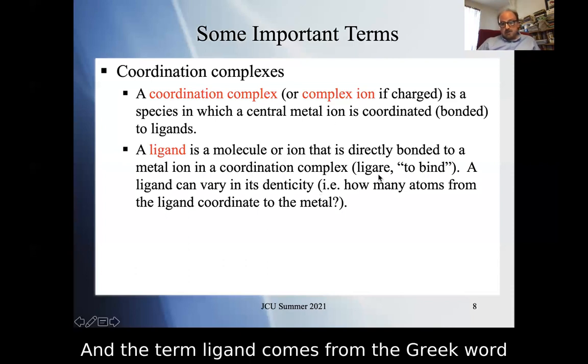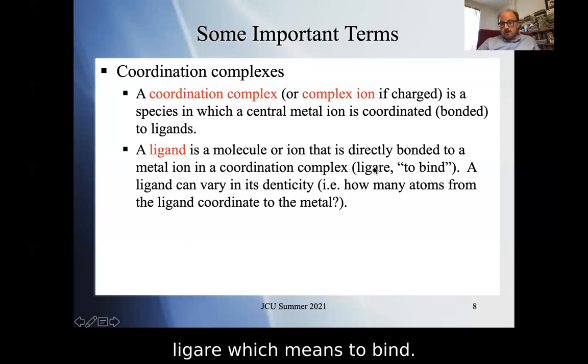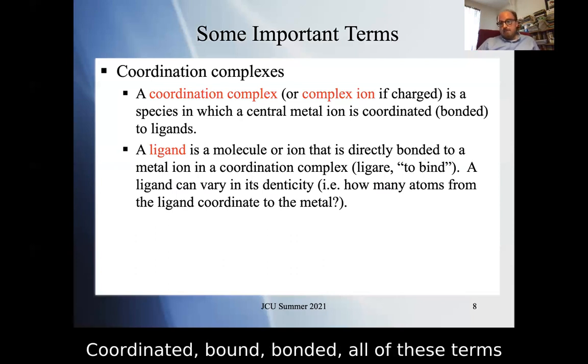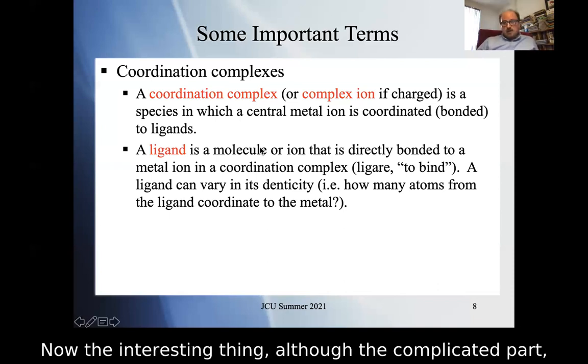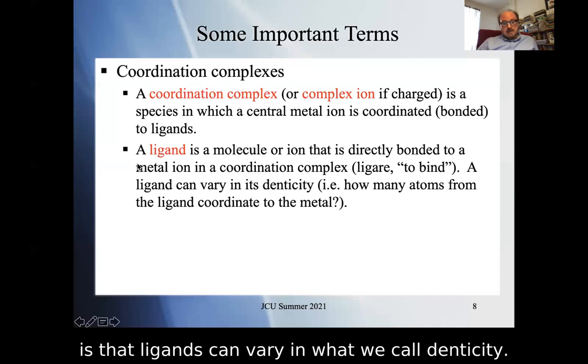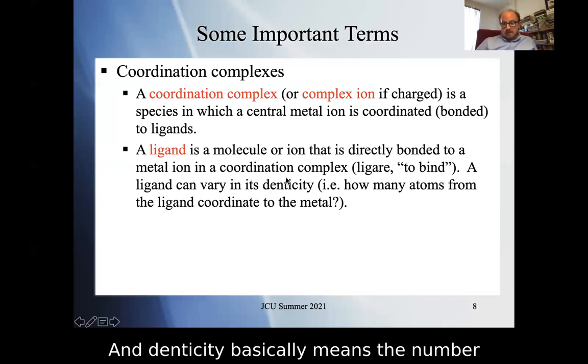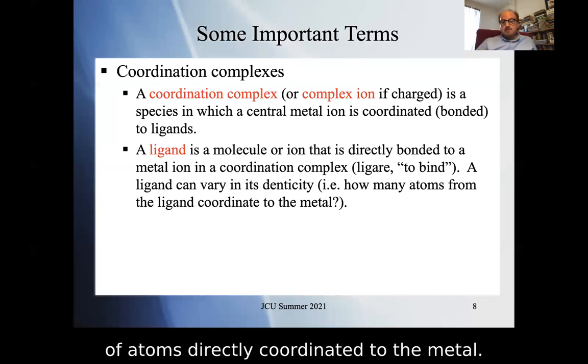And the term ligand comes from the Greek word ligare, which means to bind. Right, so again, we have another term, coordinated, bound, bonded. All of these terms effectively mean the same thing here. Now, the interesting thing, although the complicated part, is that ligands can vary in what we call denticity. And denticity basically means the number of atoms directly coordinated to the metal.